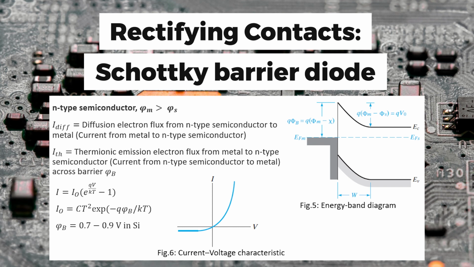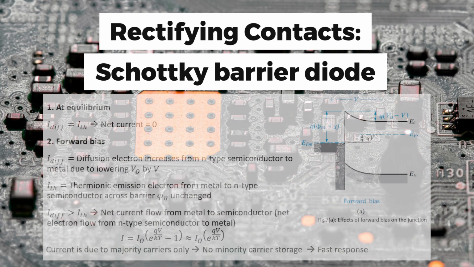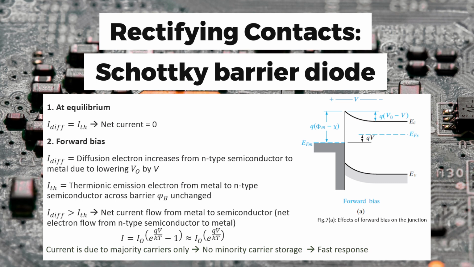So, here we can see that the term ITH is an important term. It is the thermionic emission electron flux from metal to the n-type semiconductor, and the current from the n-type semiconductor to the metal across the barrier phi b. So, let us discuss the forward bias condition. When a forward bias voltage V is applied to the Schottky barrier, the contact potential is reduced from V0 to V0 minus V, as we can see from figure 7a.